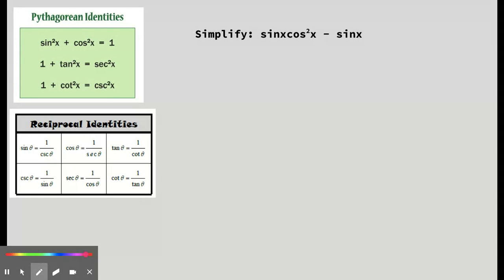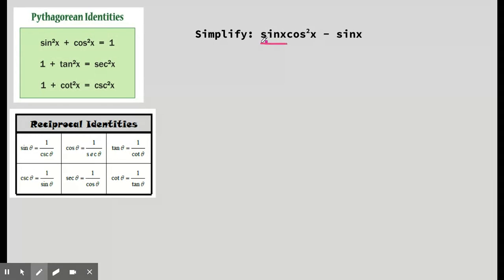So here we go. I have sine x times cosine squared x minus sine x. Again, I got my Pythagorean identities handy. I got my reciprocal identities handy. It's all about taking these and making it as simplified as possible. So you want to do that by trying to change all of your problem into one trig function and by using these identities. So I'm actually going to factor out a sine of x.